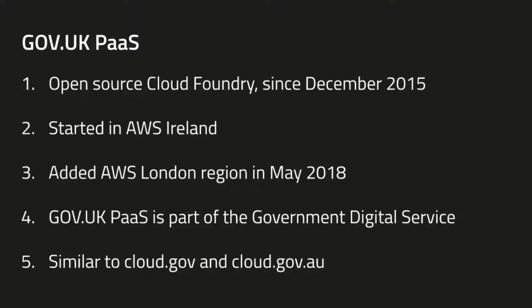Gov.uk PaaS have been running open source Cloud Foundry since December 2015. We started out in AWS Ireland, EU West 1, and in May 2018 we added a London region, EU West 2, again in AWS. Gov.uk PaaS is part of the Government Digital Service, and we're hiring right now. We're quite similar to cloud.gov and cloud.gov.au, which are both government PaaSes run by the United States and Australia respectively.